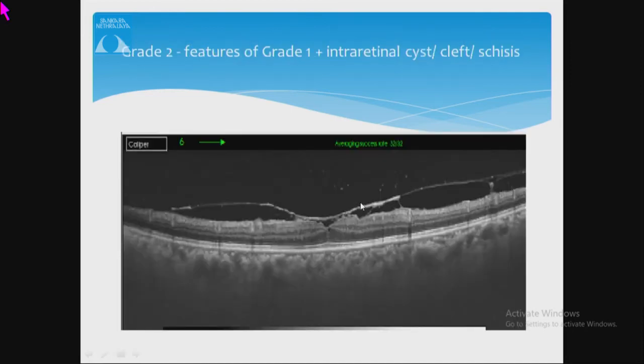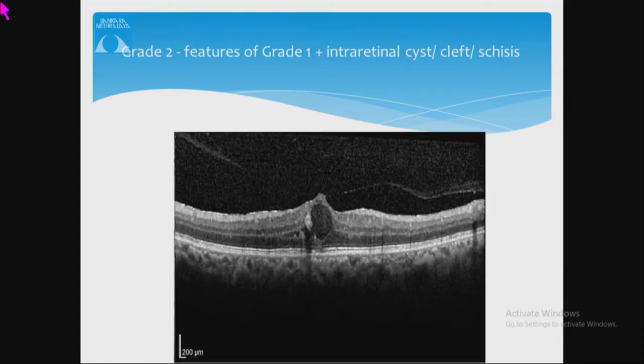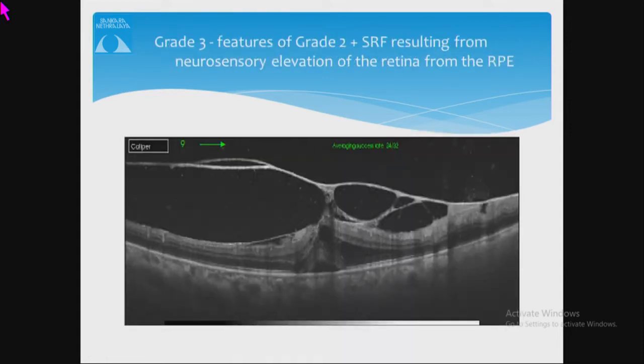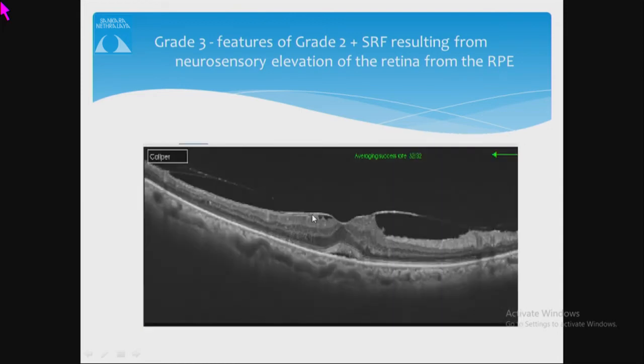This image shows the features of grade 1 plus intraretinal cyst or cleft or schisis. Another image with grade 2. This is the example of grade 3 VMT with the presence of subretinal fluid plus the changes of grade 1 and 2. Another image showing the presence of subretinal fluid.